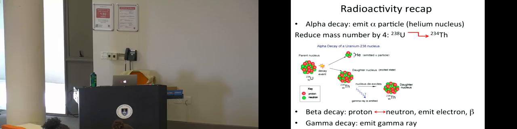And then the other major process is beta decay, where you emit an electron. So then you change from a proton to a neutron. And finally, gamma decay, where you just emit gamma rays. So these are the 3 types of radiation.